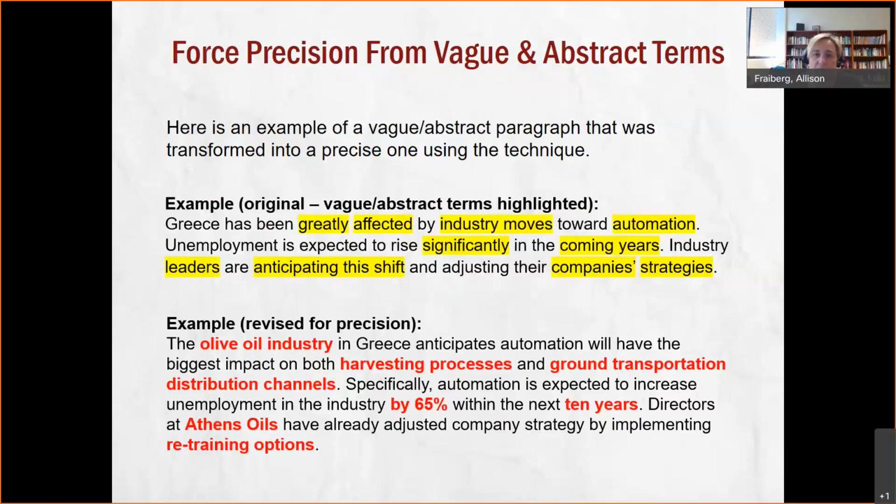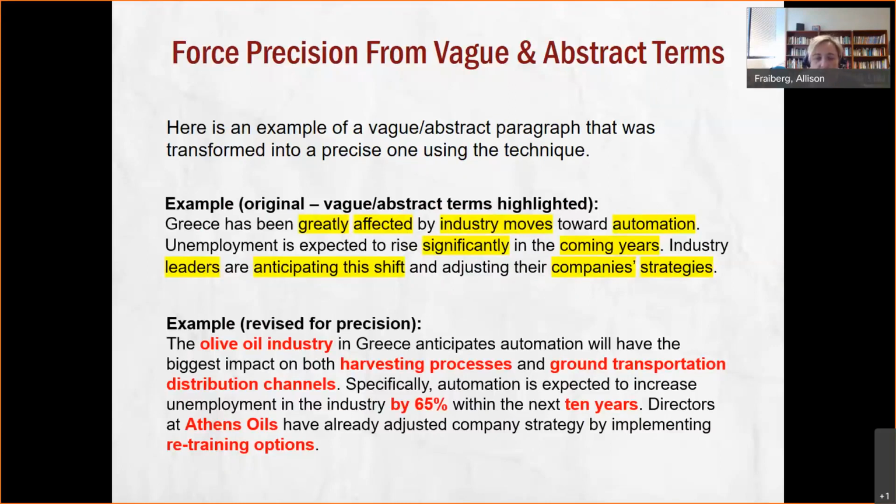This second paragraph is about contributing knowledge and insight and actually having something to say. And it takes a lot more work to force yourself to be precise. Directors at Athens Oils. Okay, so we're really focusing on who those directors are, because those directors are going to have different responsibilities and visions and pressures than leaders in other industries. Help us learn about a specific industry instead of just talking vaguely about whatever.